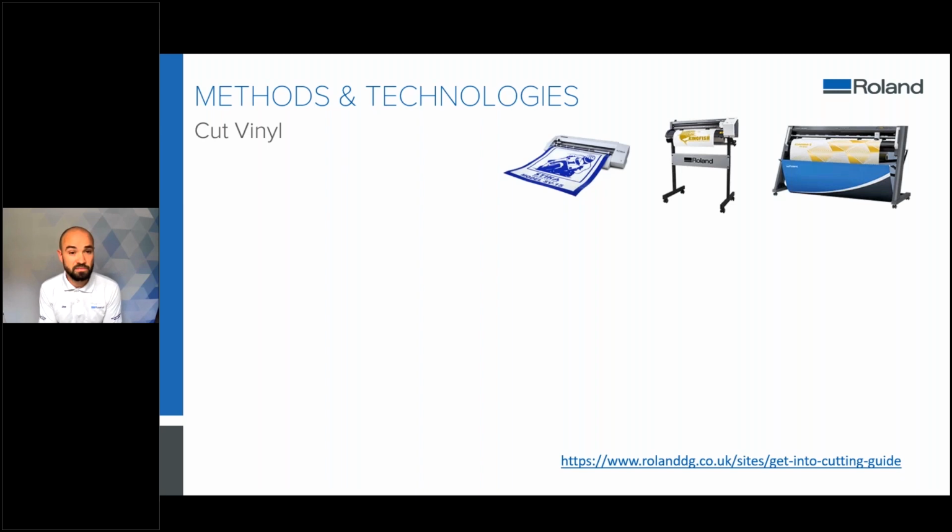Methods and technologies for starters. First of all, we'll talk through cut vinyl. So there are a range of different ways that you can create wall graphics. There's loads of different solutions out there. The first of which we're going to be looking through is cut vinyl. So this is sort of, I guess, the most basic way of creating wall graphics, and you can use any vinyl cutter that's out there on the market.